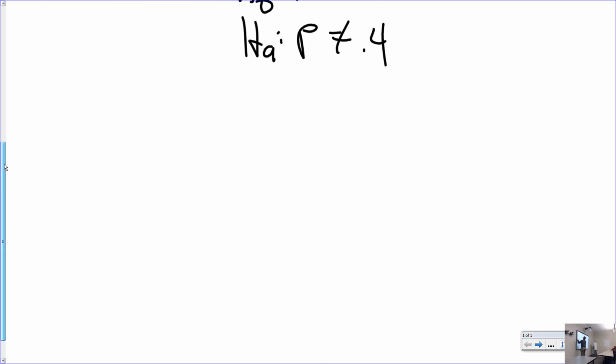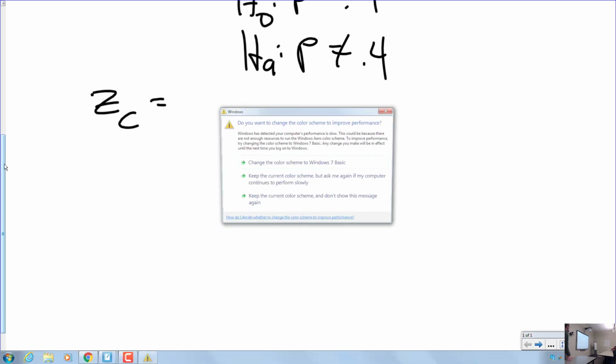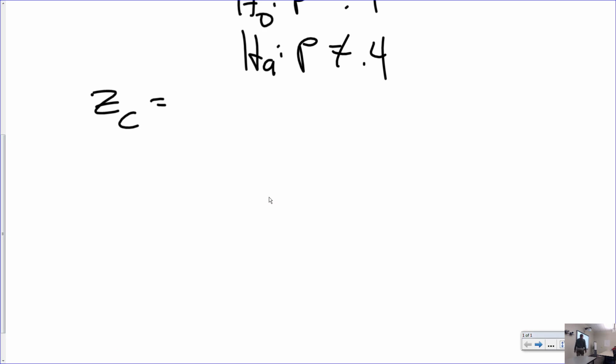Z-score. Theoretically, what's my Z critical value? Or you can do the p-score, whichever way you want to do it. Z is 1.645. So again, we're going to reject the null hypothesis if our Z score is more than 1.645 or less than negative 1.645.